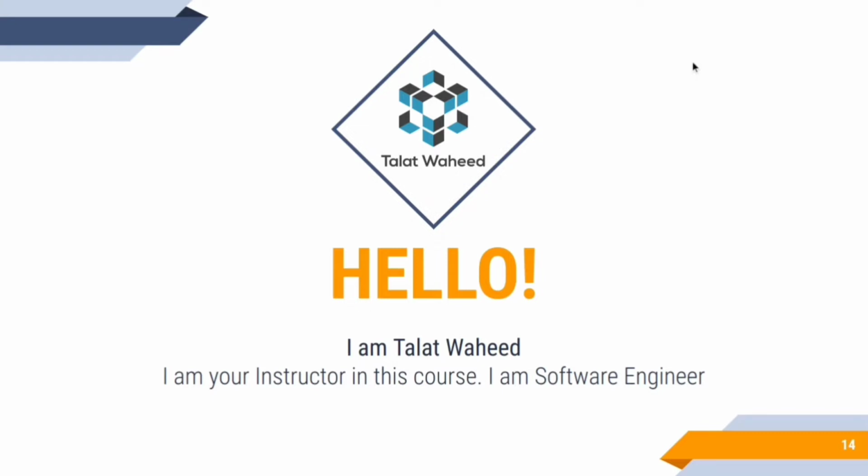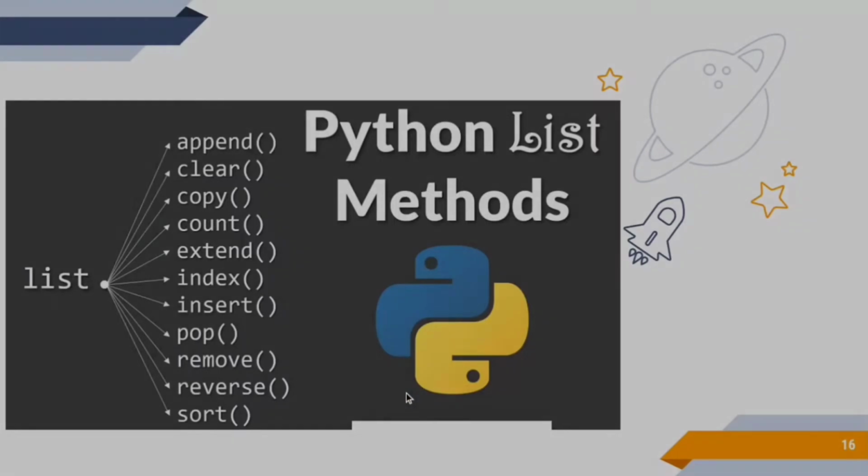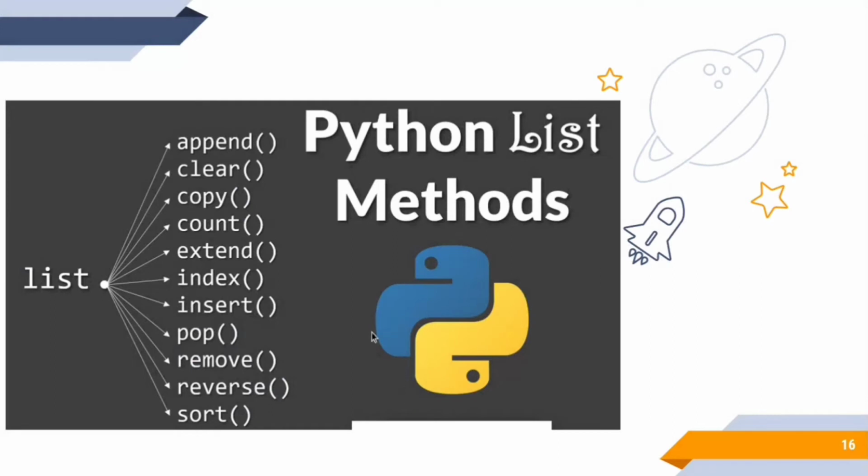In the previous video I told you about Python lists. So today's topic is Python list methods. In these methods I will tell you what the append method is, what the insert method is, what the pop method is, and what the remove method is. These are the Python list methods: append, clear, copy, count, extend, index, insert, pop, remove, reverse, sort.